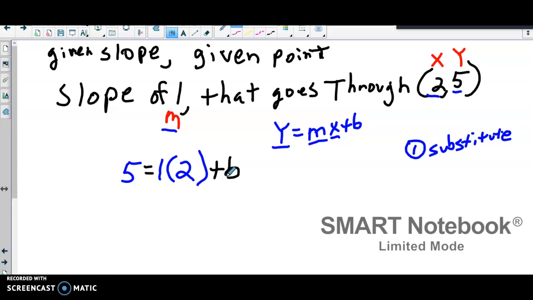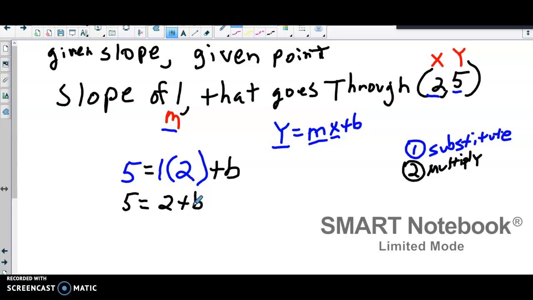So once I substitute, my next step will be multiply. When we were doing our Don't Call Me After Dark, we were clearing the parentheses. And that's why I put those parentheses, so you know that that's the first thing we got to do. So I'll do my 1 times my 2. So my next line will look like 5 equals, in this case it's 2 plus b.